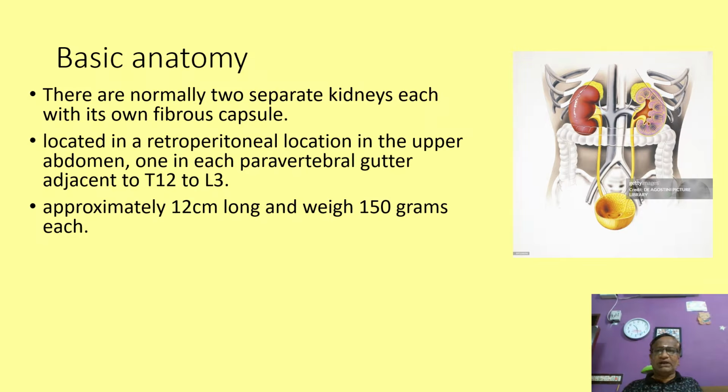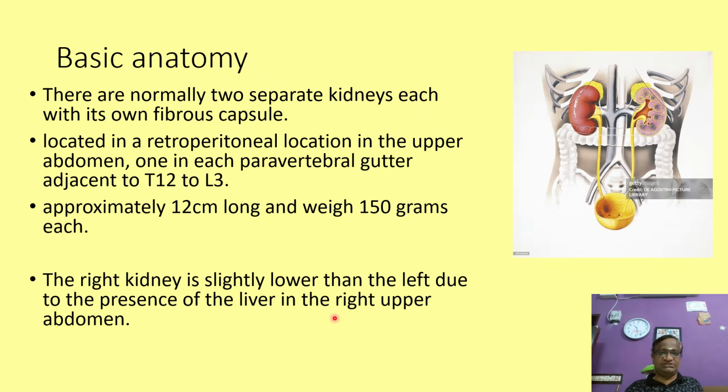Now, there are two normal separate kidneys, right and left. Each has its own capsule. They are located retroperitoneally. The level is T12 to L3. They are approximately 12 centimeters long and weigh 150 grams each. So two kidneys, retroperitoneal, T12 to L3, 12 centimeters and 150 grams.